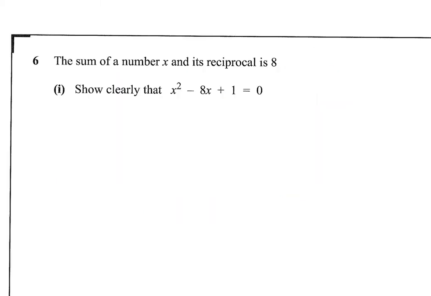Okay, question 6 says, the sum of a number x and its reciprocal is 8. Show clearly that x squared minus 8x plus 1 equals 0. Absolutely no idea. Right, let's read that again. The sum of a number x plus its reciprocal. So the reciprocal of a number is 1 over it. So the sum of those two things is equal to 8. Okay, right? And that's what we have.